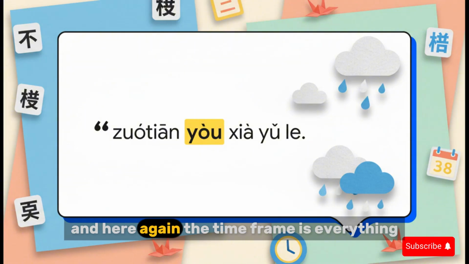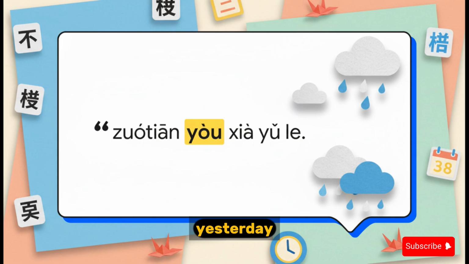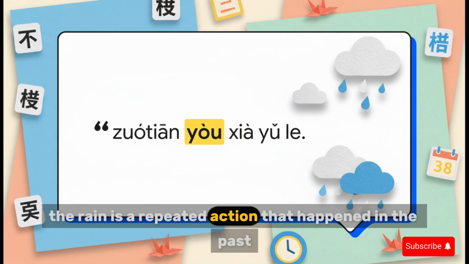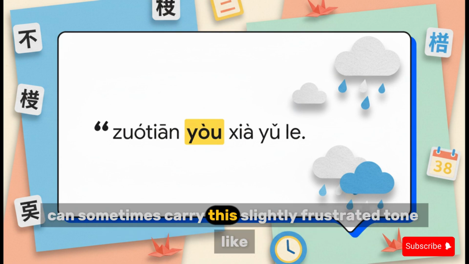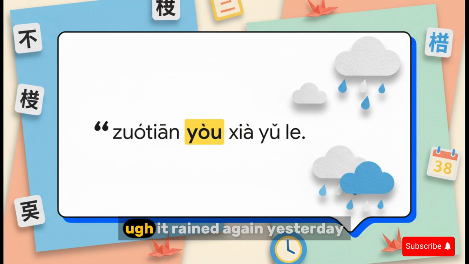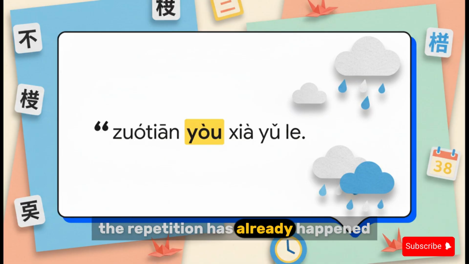And here, again, the time frame is everything. We're talking about 昨天, yesterday. The rain is a repeated action that happened in the past. It's also worth pointing out that yo can sometimes carry this slightly frustrated tone, like, it rained again yesterday. It really emphasizes that the repetition has already happened.